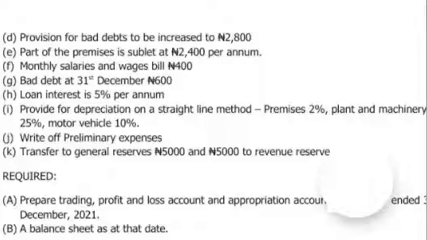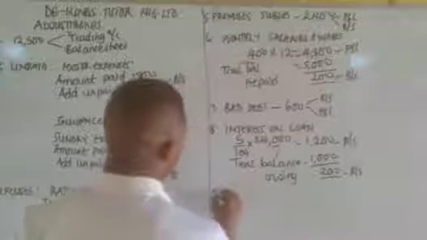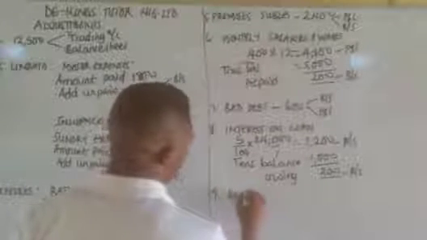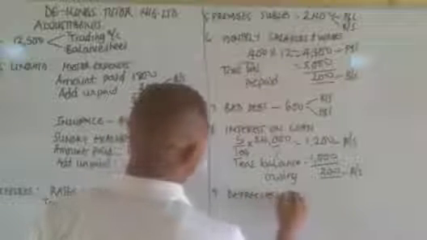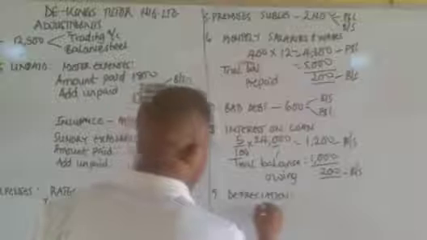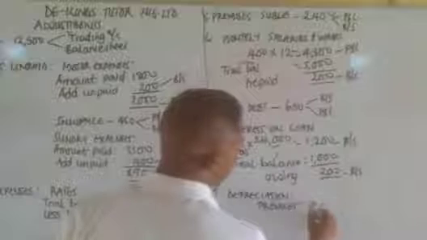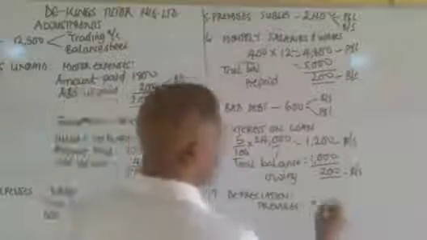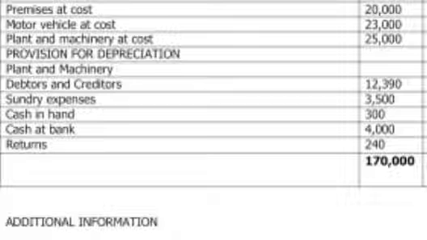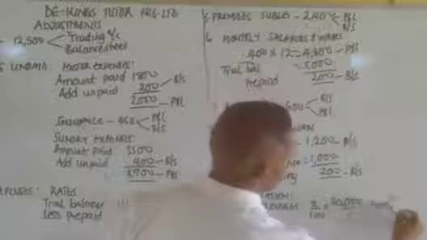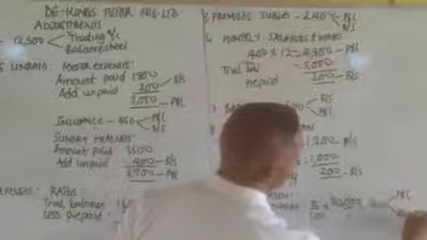It says provide for depreciation on a straight line method. Premises 2%, plant and machinery, and motor vehicle. So let's provide for depreciation. Now this question has many adjustments. Okay, now we have depreciation. So for premises, it is 2% on the cost of depreciation, which is what? 20,000. So 2% on 20,000 will give us 400. So this amount will go to both profit or loss and the balance sheet.